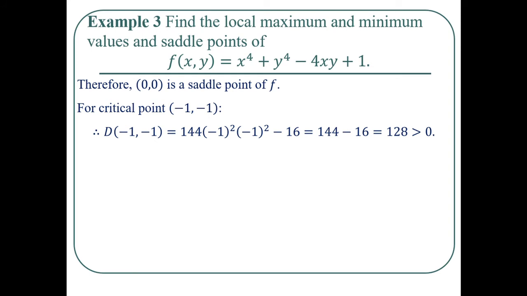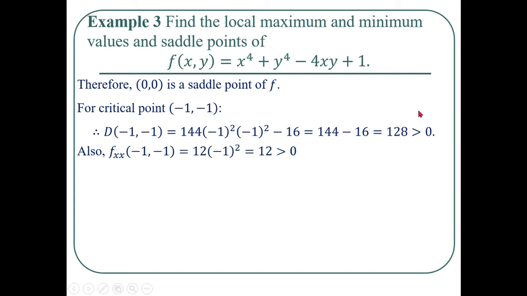For that we have to decide what will be fxx at minus 1, minus 1. The value of fxx at (x, y) is 12x squared. So the value of fxx at minus 1, minus 1 is 12 times minus 1 squared. Minus 1 squared is 1, so it will be 12 into 1, which is equal to 12, greater than 0. When fxx is greater than 0 and d is also greater than 0, then this point becomes a local minimum.